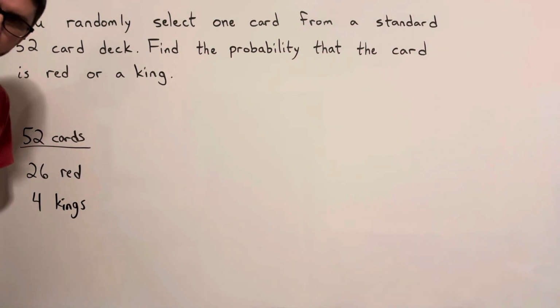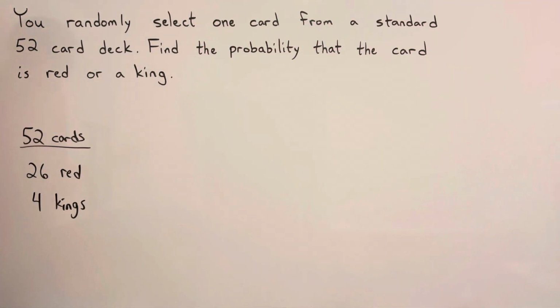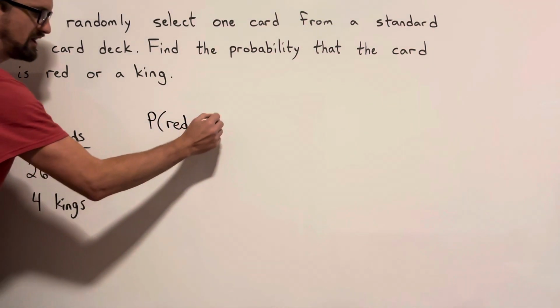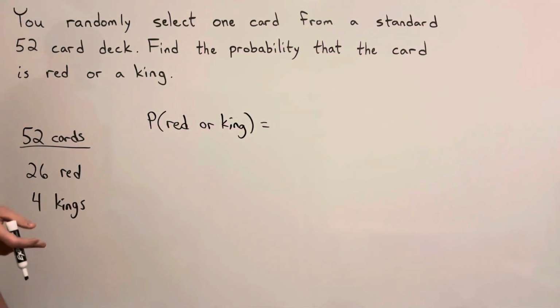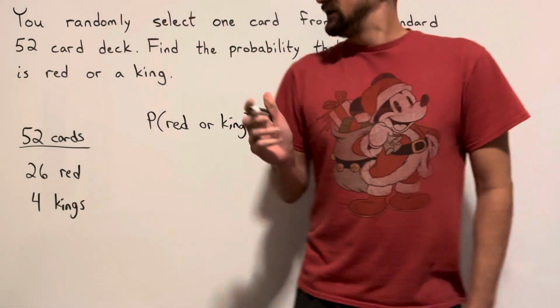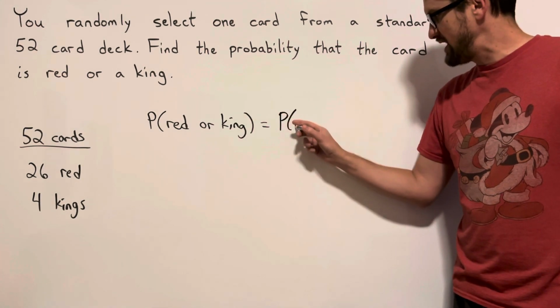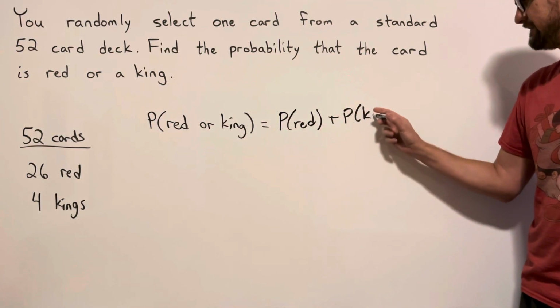Right? There's 4 suits. You got the hearts, diamonds, clubs, and spades. In each suit, there's 1 king. So since there's 4 suits, there's 4 kings. All right, so we want the probability of getting a red card or a king. The addition rule of probability is going to be the probability that it's red plus the probability that it's a king.